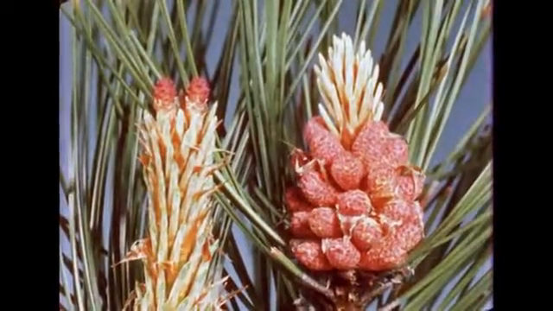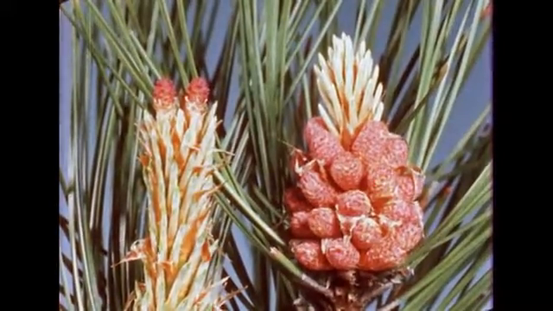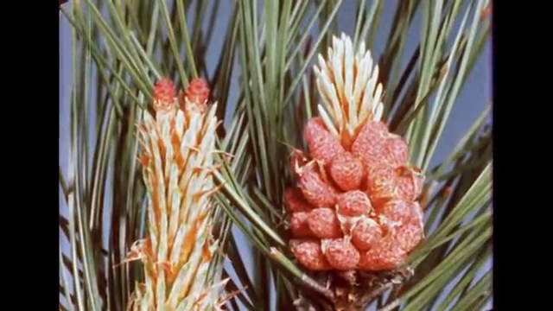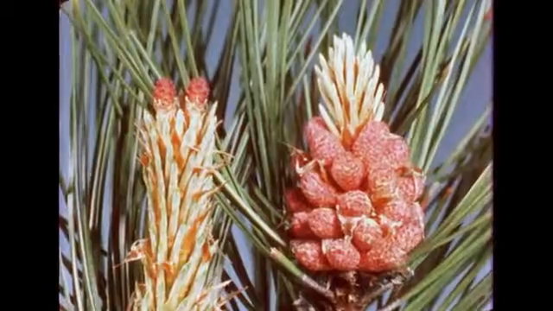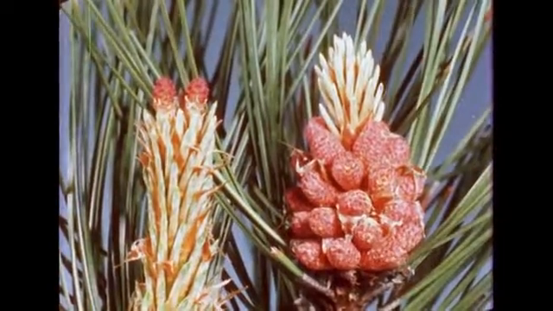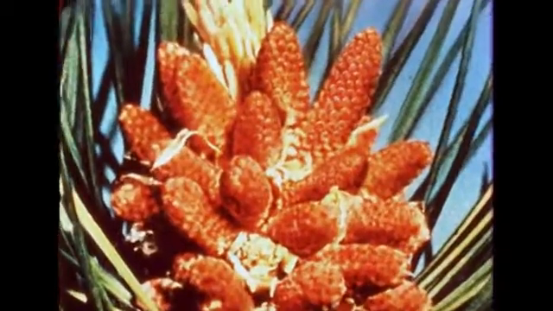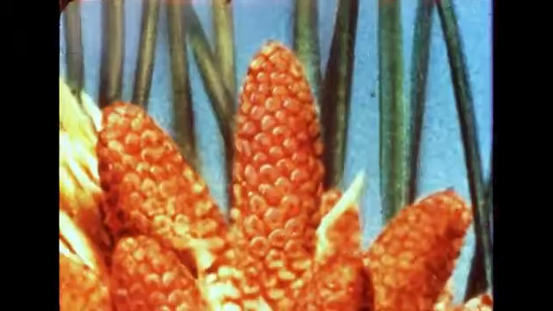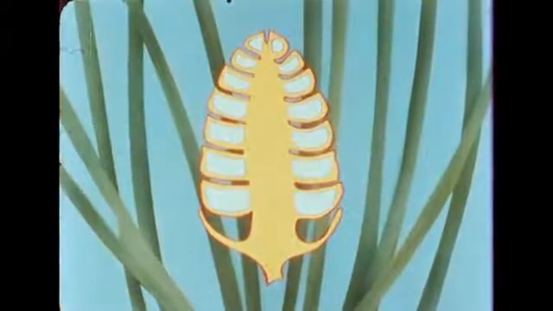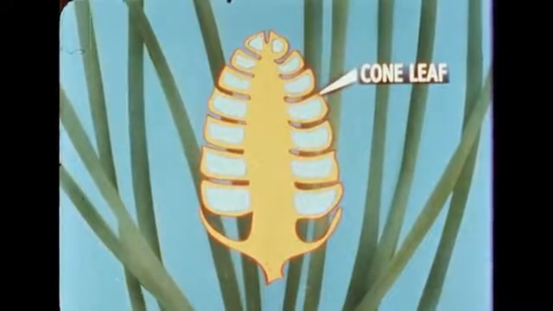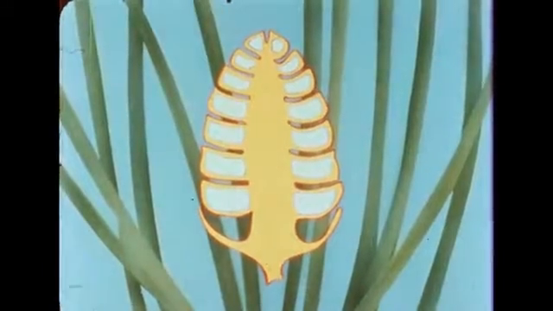Pine trees bear 2 kinds of cones, cones that produce pollen and cones that produce seeds sometime after pollination. Pollen cones usually grow in clusters. The cones rarely exceed 1/2 inch in length and are found on the lower branches of the tree. In this longitudinal section drawing of a pollen cone, you can see how the cone leaves are attached to the central axis of the cone.